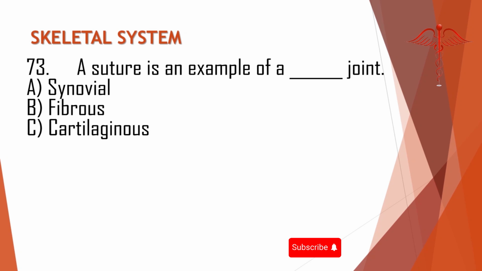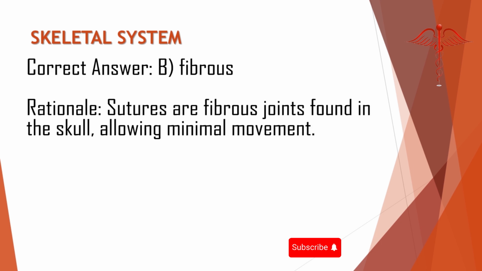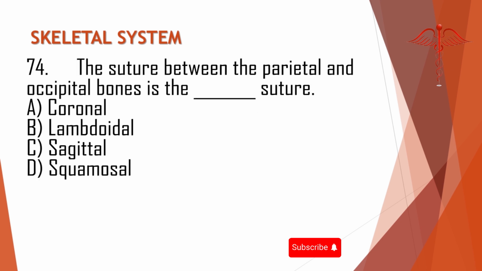73. A suture is an example of a dash joint. A. Synovial, B. Fibrous, C. Cartilaginous. Correct answer, B. Fibrous. Rationale: sutures are fibrous joints found in the skull, allowing minimal movement.